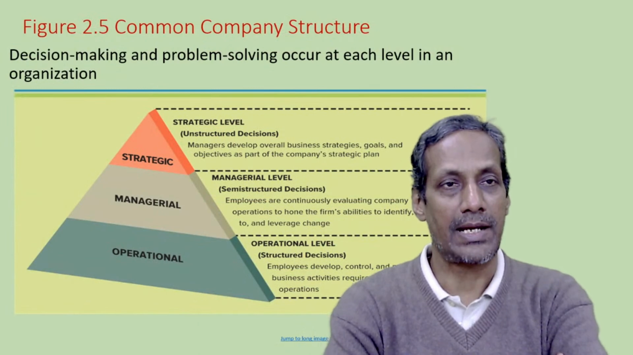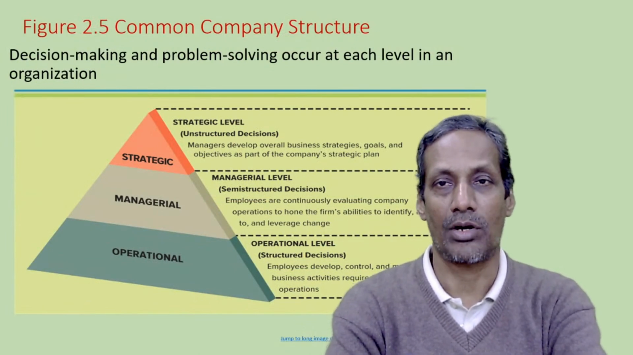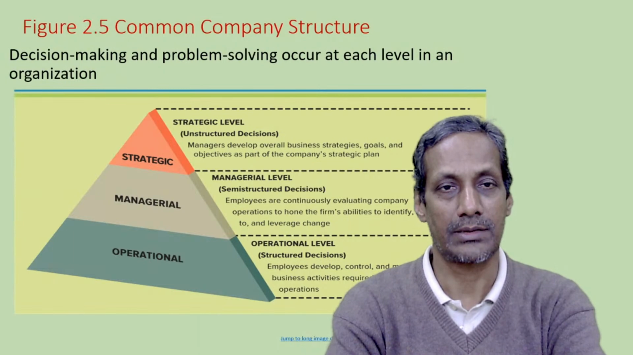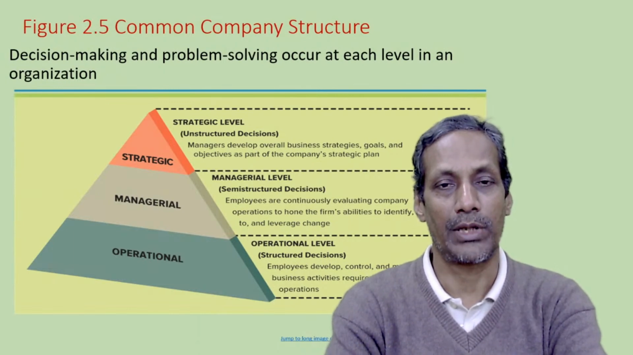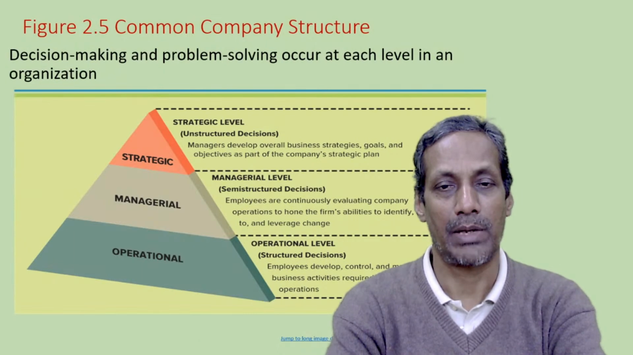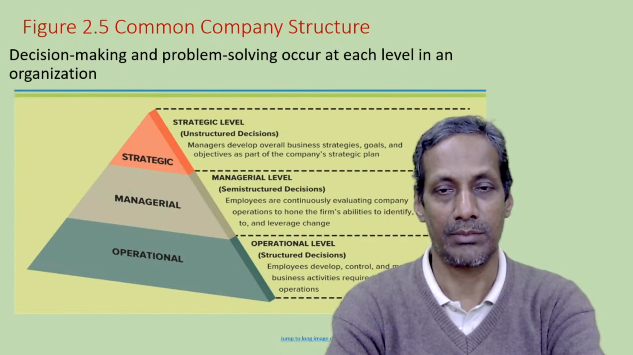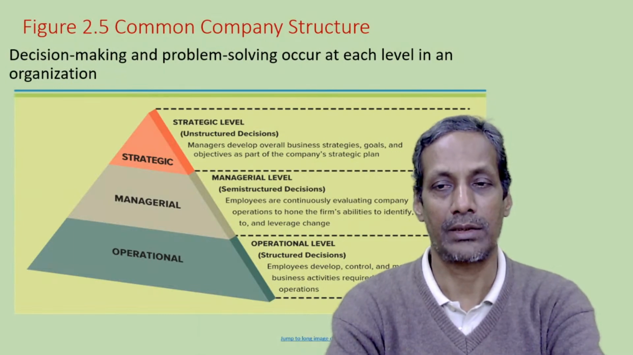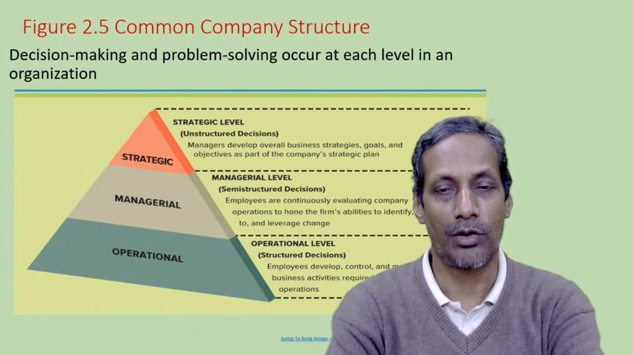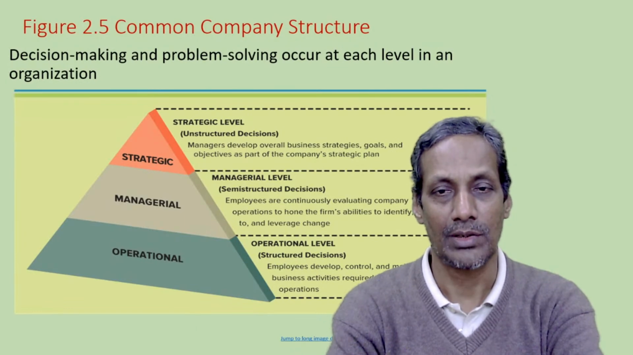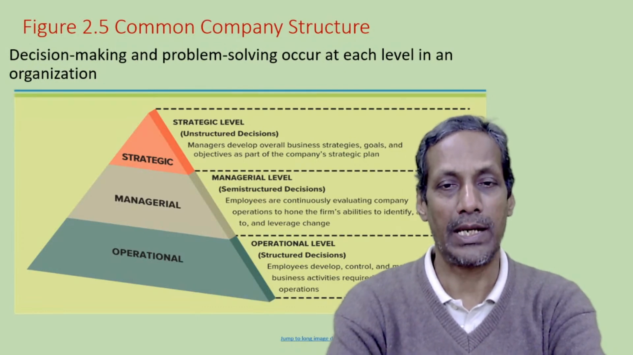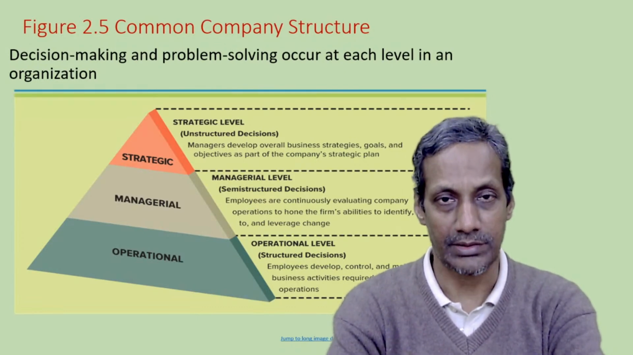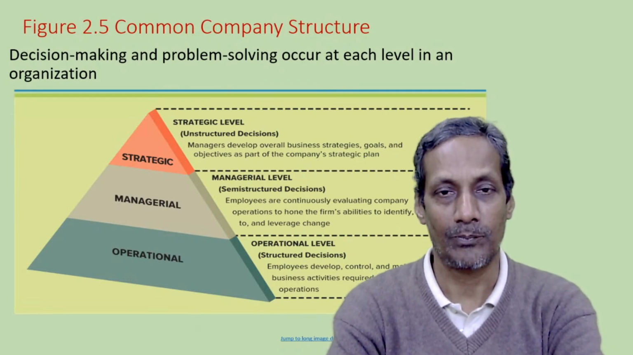This particular slide shows the decision making and problem solving that occur at each level in an organization's hierarchy. If you take a look at the bottom level, managers are involved in structured decision making. Employees develop, control, and maintain core business activities required to run the day-to-day operations. So they look for the right kind of support from the transaction processing systems or the office automation systems in order to be able to take structured decisions or programmable decisions.